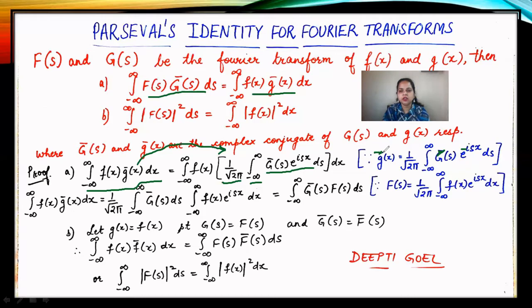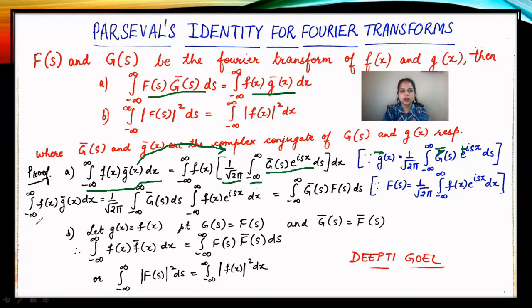But upon taking the conjugate of the function, g(x) will be replaced by g bar x, g(s) will be replaced by g bar s, and this e to the power minus iota sx on conjugation will become e to the power plus iota sx. So making these substitutions for the g bar x, we get the equation that it is 1 by root 2 pi integral minus infinity to infinity g bar s into e to the power iota sx into ds into dx.